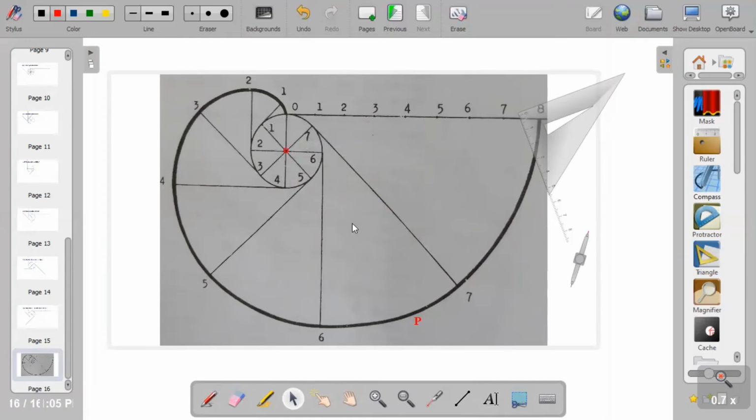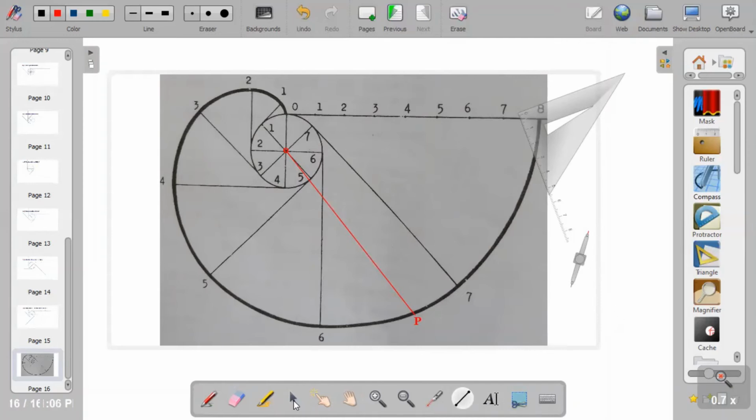Okay, so now you need to join O to P. From the center of the circle, draw a line to the chosen point. This is the point I picked, point P. So I'm connecting a line from the center of a circle to point P. So you bring out your ruler, draw a line from the center of the circle to point P. After you've drawn the line, you need to bisect line OP.